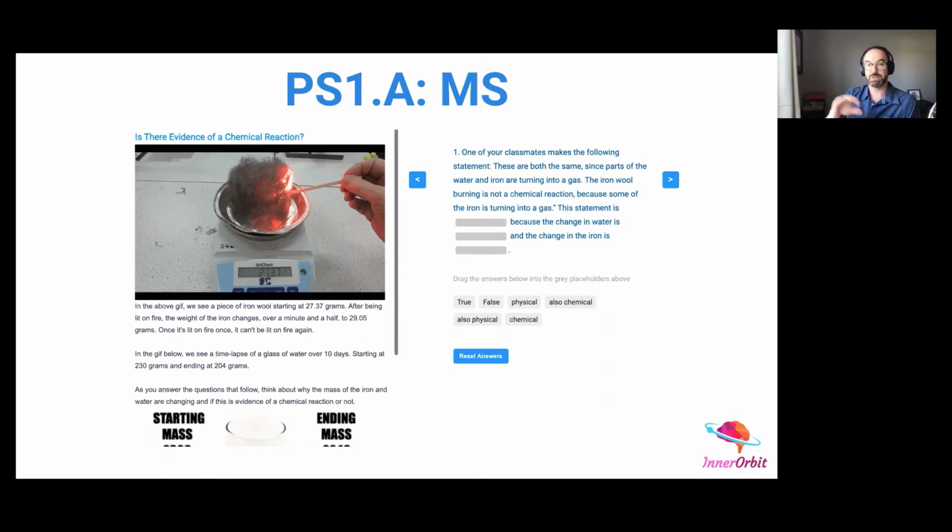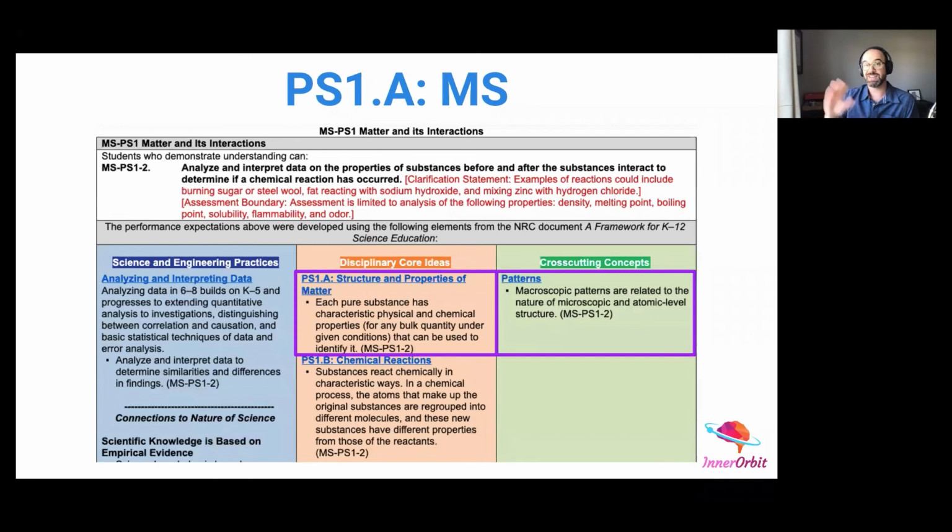So now we want to get a little bit deeper. We have an opinion or a claim that a student makes, and they have to decide if it's true or false, and if these are chemical or physical changes, and to drag and drop each of those in there. So it's much more complex than that initial question of what is this, a chemical or physical change? Now we want them to analyze a statement somebody said, and identify each of those things as physical or chemical changes. We'll get to another formative question that's going to involve PS1A and patterns. So we'll use the DCI and the cross-cutting concept together.